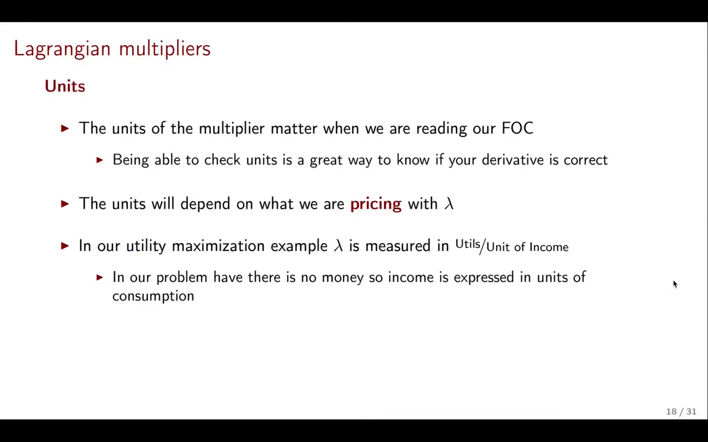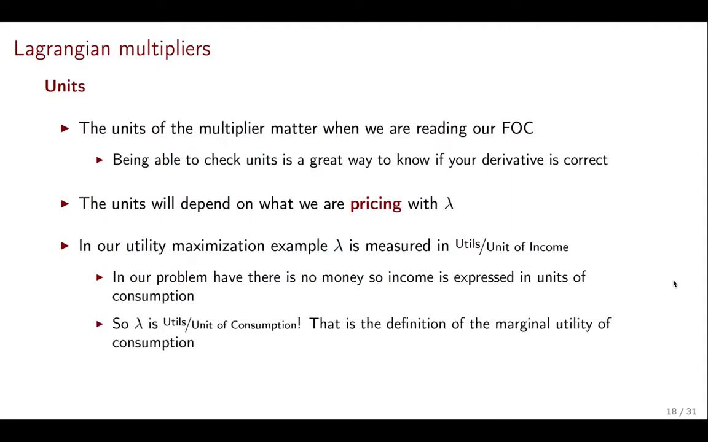But note, in our problem there is no money. Because there is no money, income is directly expressed in units of consumption or units of output. Now, because units of income are equal to units of consumption, then lambda is expressed in utils per unit of consumption. But that's the definition of the marginal utility of consumption. So in our case, lambda gives the value of the marginal utility of consumption at the optimum. And this is great for us because it already tells us what we should expect. We haven't taken any derivative here for this problem, yet we already know what the value of lambda should be just by looking at the units, just by looking at how we should read this variable.